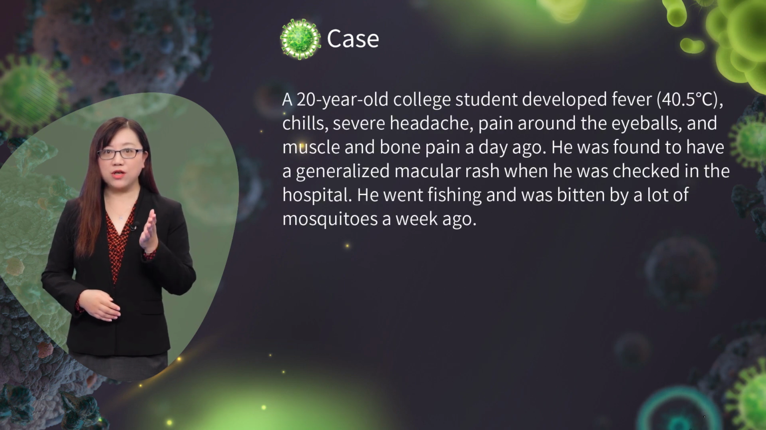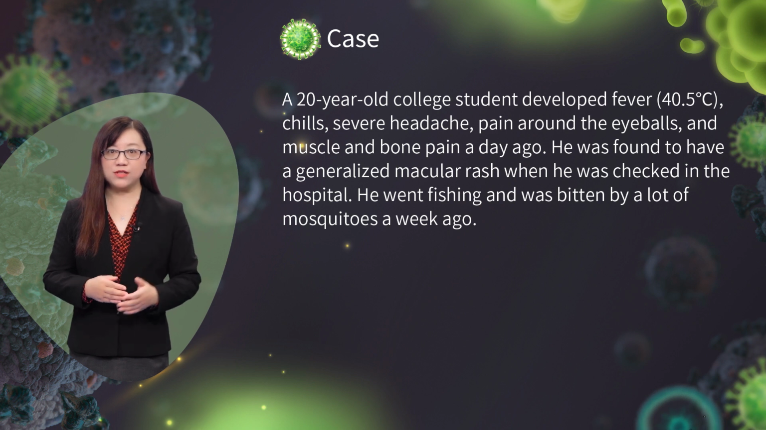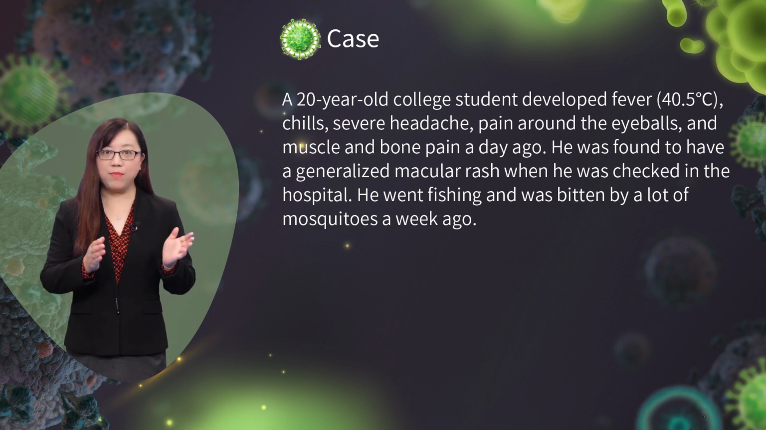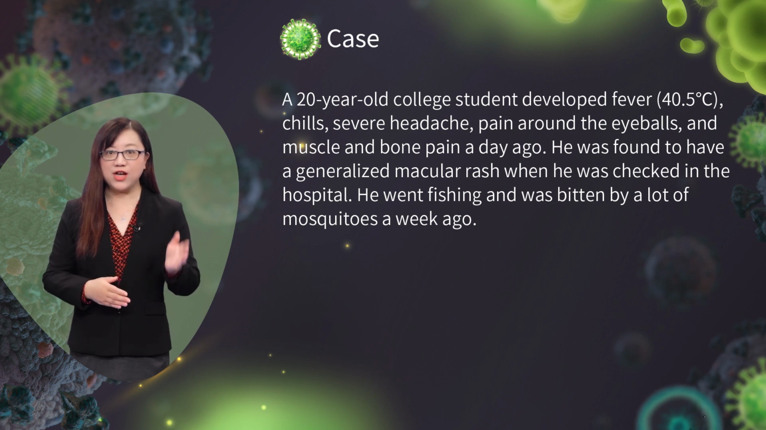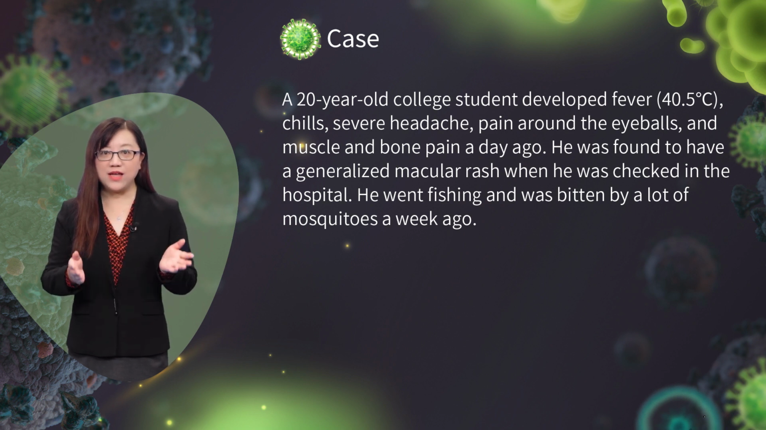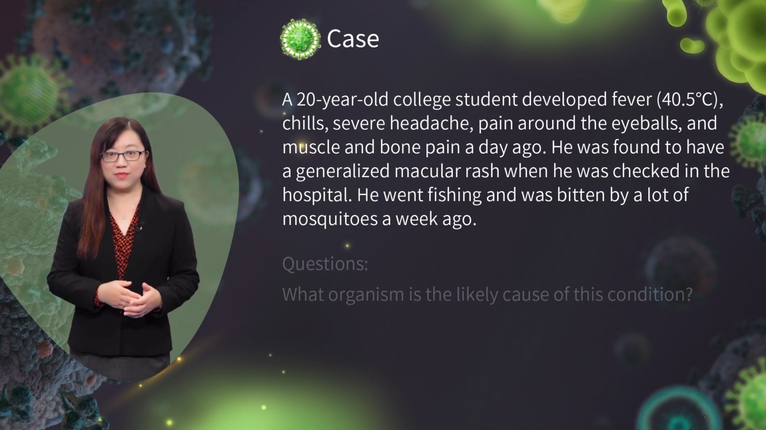Start from a case. A 20-year-old college student developed fever, chills, severe headache, pain around the eyeballs, and muscle and bone pain a day ago. He was found to have a generalized macular rash when he was checked in the hospital. He went fishing and was bitten by a lot of mosquitoes a week ago.